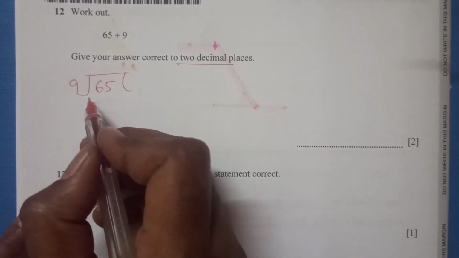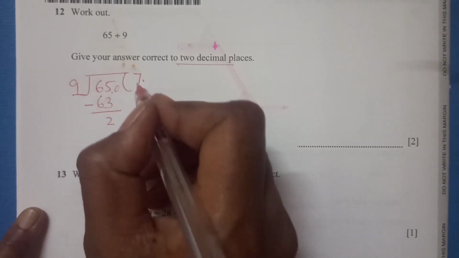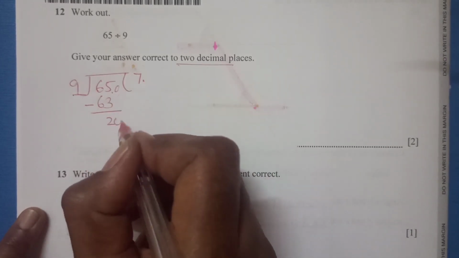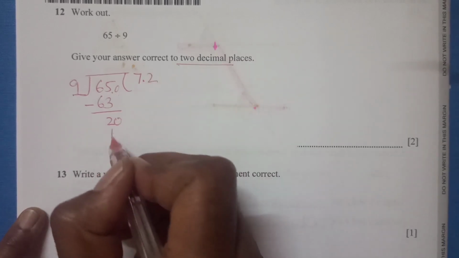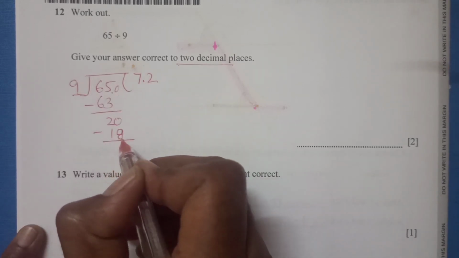So 9, you should know the table of 9. 9 times 7 is 63. 65 minus 63 is 2. So there is no digit, we are going to put a decimal here. So we can put 0 here, then 0 can be dropped down. 9 times 2 is 18.